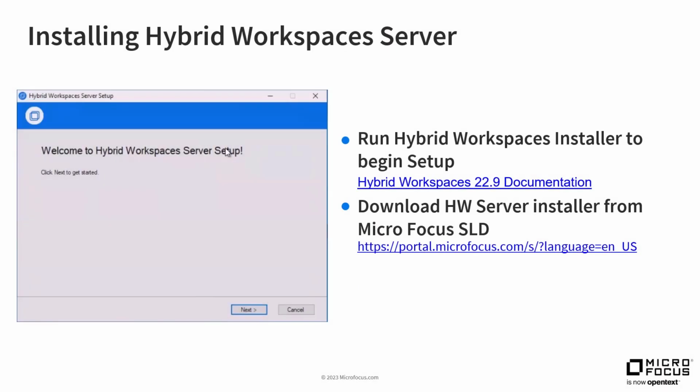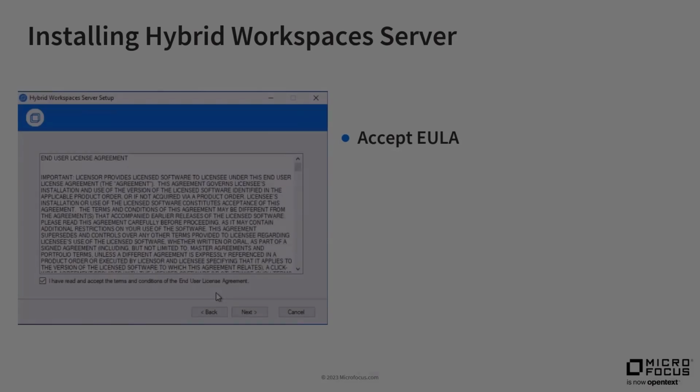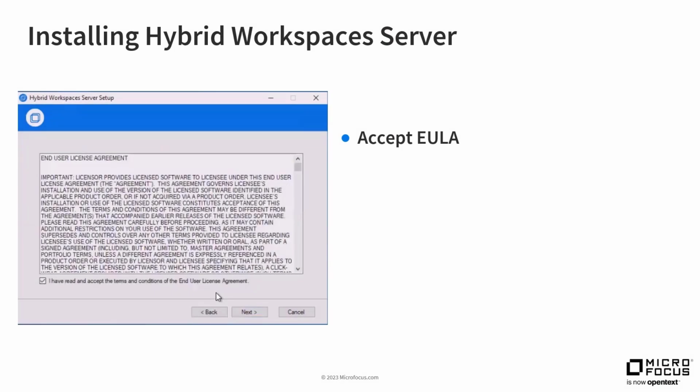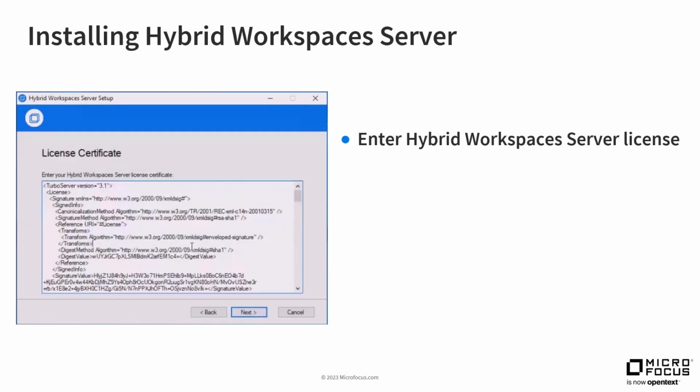So installation. The Turbo Server you get from our website. For Hybrid Workspaces, you'll be getting the installer from the Micro Focus website. And you'd simply double-click the installer to begin the setup. The first step is to accept the EULA. Micro Focus has a separate EULA than Turbo. And then you'd enter the Turbo Server license.